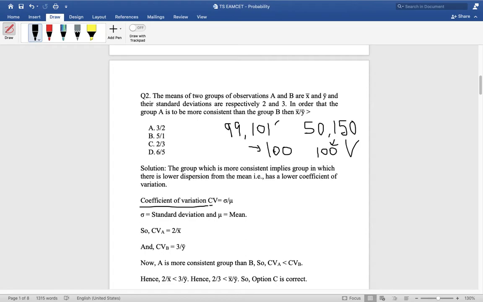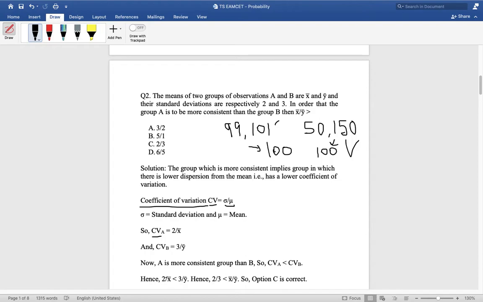The coefficient of variation formula is sigma upon mu, where sigma is the standard deviation and mu is the mean. So the coefficient of variation of A is 2 by x bar and of B is 3 by y bar. Now, as I said, if the mean is the same, the data set which has a lesser standard deviation will be more consistent. So if data set A is more consistent than data set B, then CVA is less than CVB, right? So 2 by x bar is less than 3 by y bar.